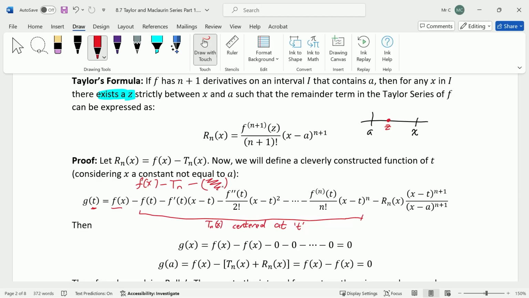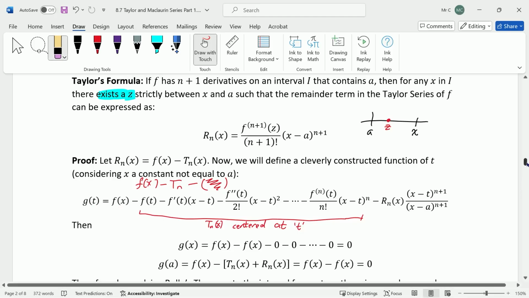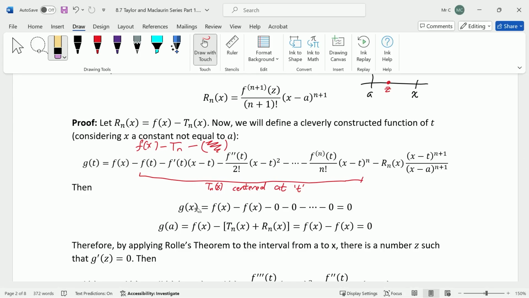And that thing's kind of its own thing. Okay, so this cleverly constructed function has a nice property here. And the property that it has is that g of x is 0 and g of a is also 0. So we can see that by just plugging in.